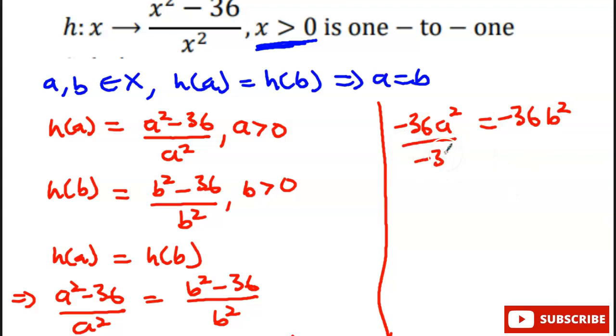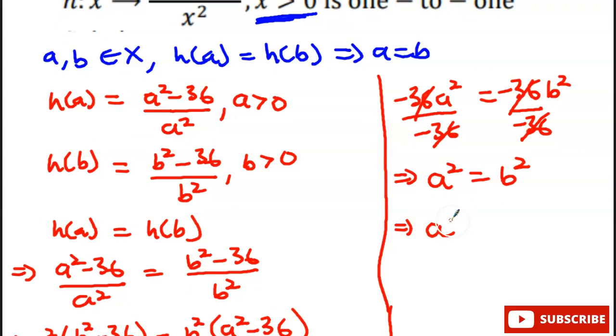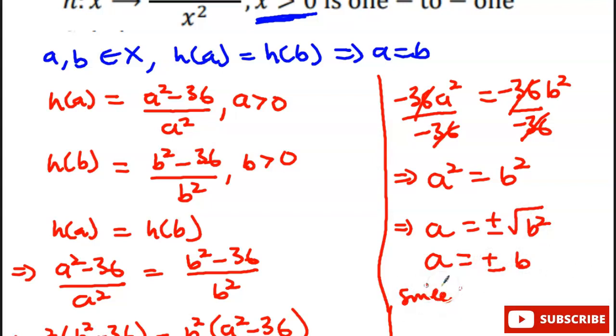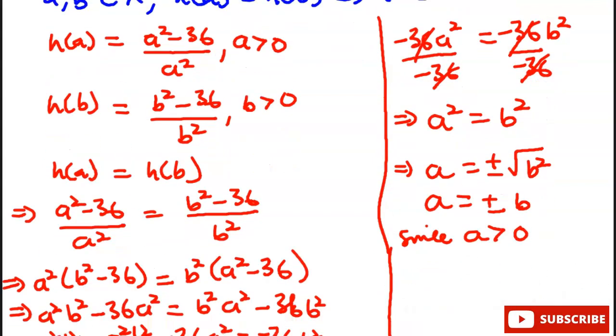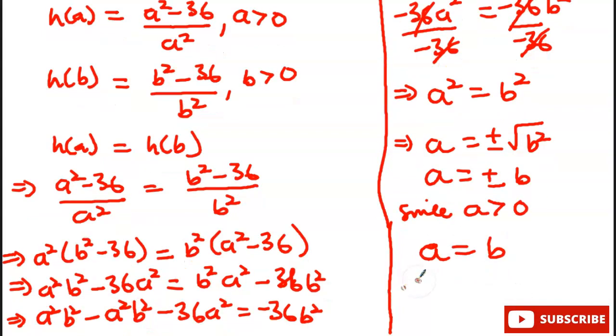So let's divide both sides by minus 36. So this will cancel. So you have A squared is equal to B squared. So to find A, we take the square root on both sides, plus or minus square root of B squared. So you have A is equal to plus or minus B. But the condition is, since A is greater than 0, A cannot be equal to negative B. A is equal to B. So A cannot take the negative value of B. Therefore, h is a one-to-one function.